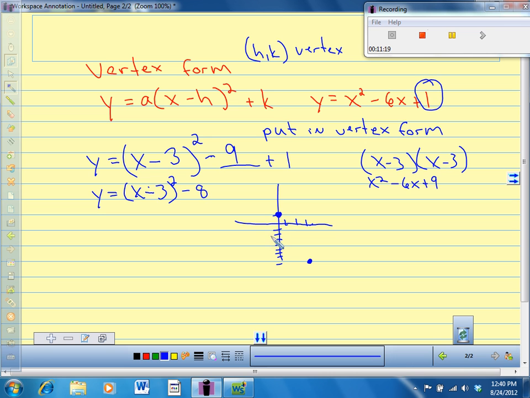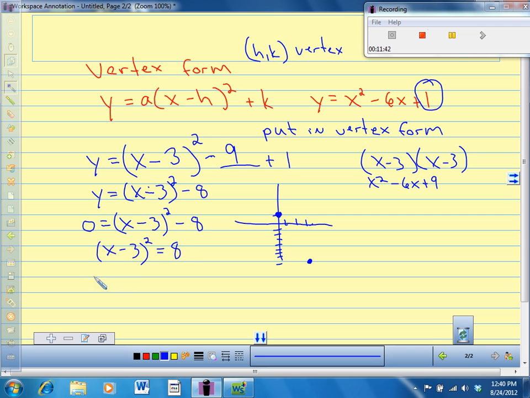So there's another point. And if I did want to find the x-intercepts, I can set this equal to 0. Okay? And I get x minus 3 quantity squared minus 8 equals 0. x minus 3 quantity squared equals 8.